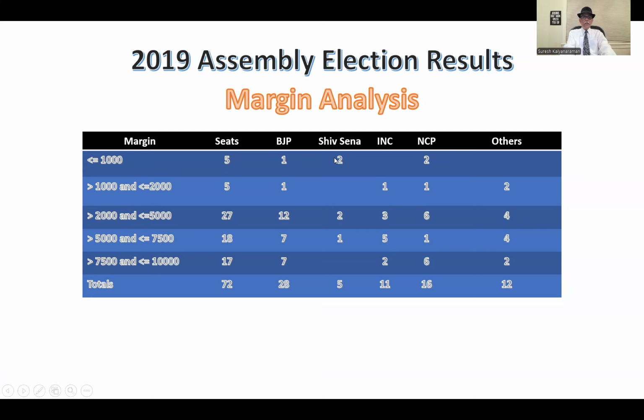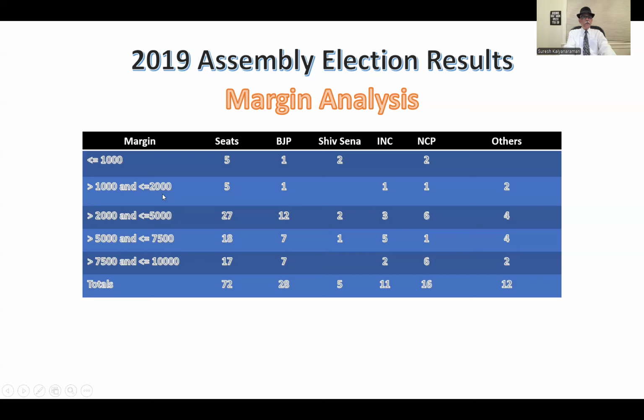The reason we are doing this analysis is to see exactly how many seats were very closely contested in 2019, and we are going to see how that will pan out, or that might pan out, in the 2024 Assembly elections. I'll come to that later.